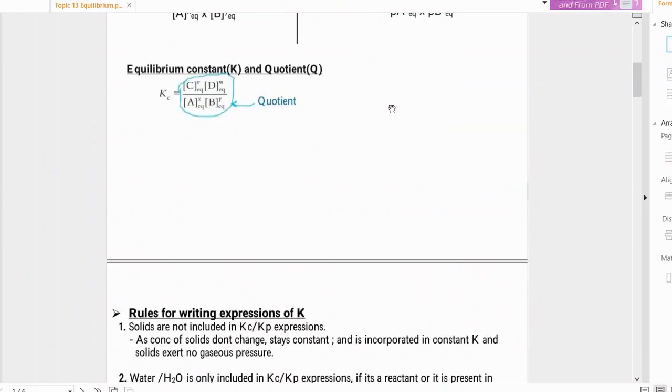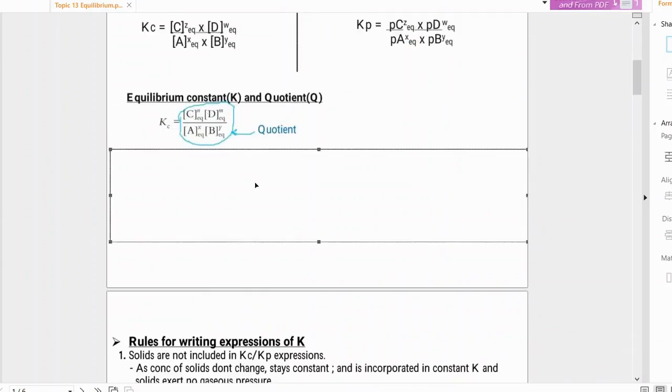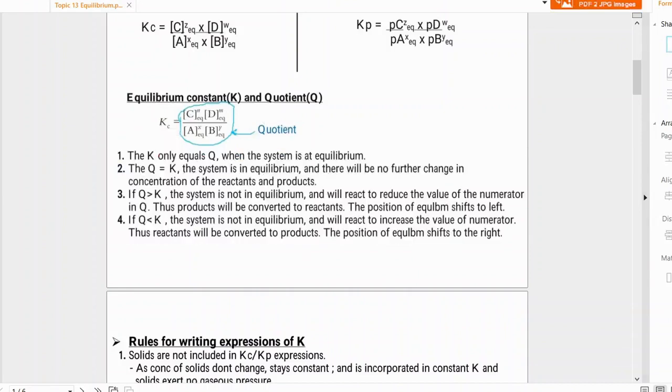And if you are watching this video, do refer to my first ever video on topic 11. Probably in the second video, I explained why stoichiometric coefficients have no effect on rate equations. Okay, now moving on. So, equilibrium constant K and quotient Q.